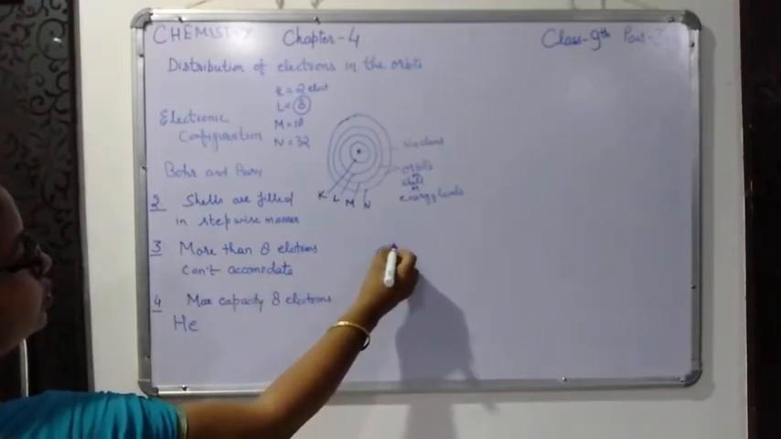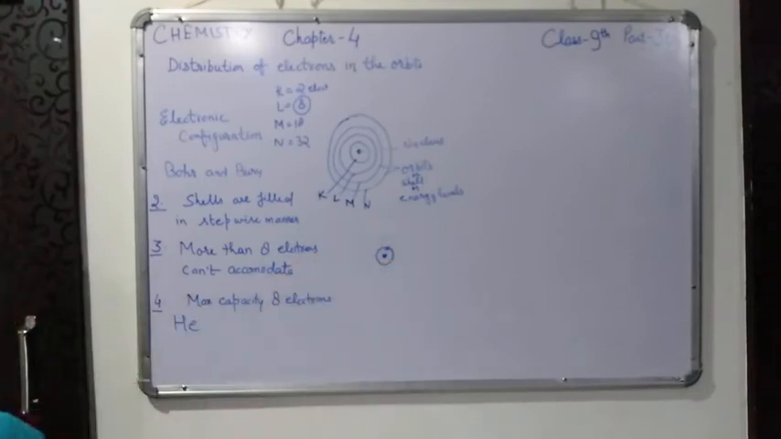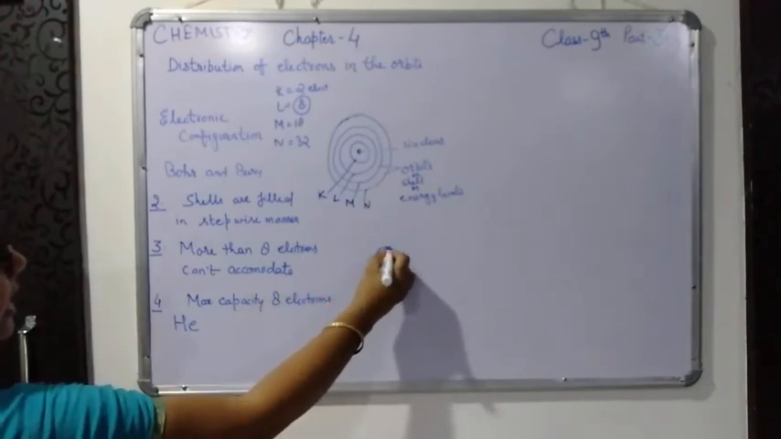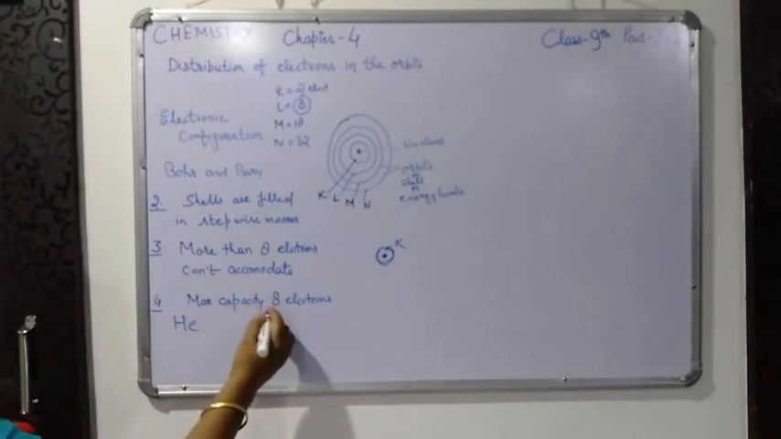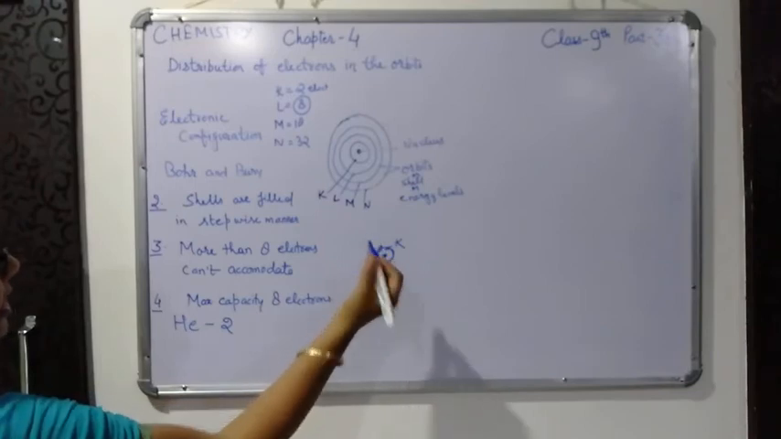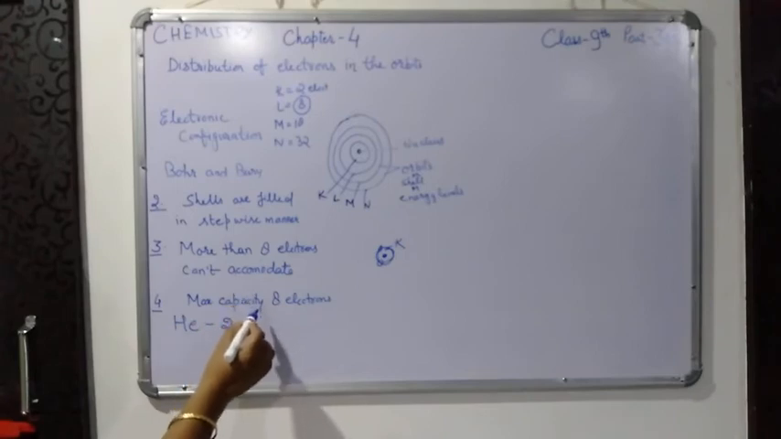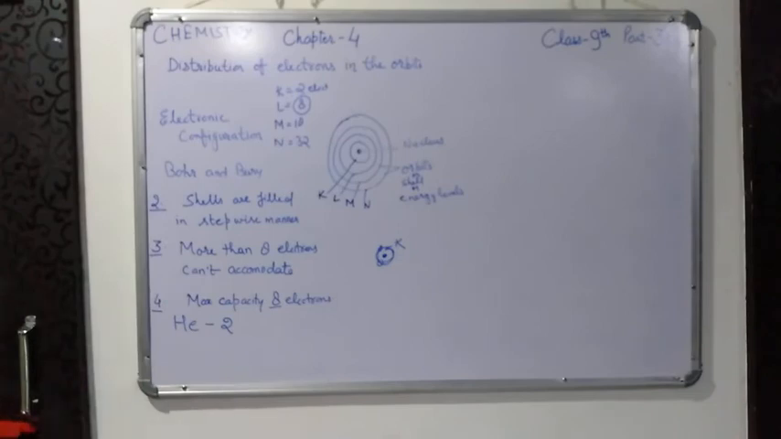Suppose, helium has only one shell. This is the center and this one is one orbit. Helium has only one shell, the K shell, so that is why it cannot accommodate more than 2 electrons. In this shell only 2 electrons can accommodate. So except helium, the maximum capacity of filling electrons in the outermost shell is 8 electrons. So these are the rules for distribution of electrons in the orbits.